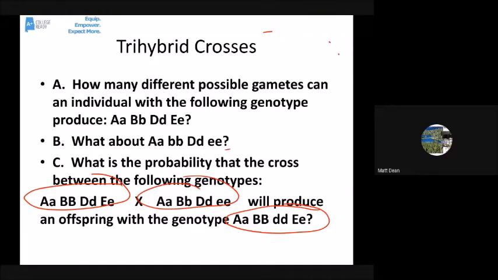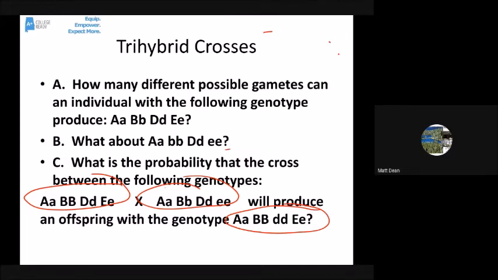The easiest way to do this is to think of this like 4 different Punnett squares. And in most cases, you can probably visualize these without drawing the Punnett squares. I wouldn't recommend drawing them. I'm going to draw them to show you what I'm thinking, but in most cases, you can visualize them and go from there. So let's first of all think about the A genes.